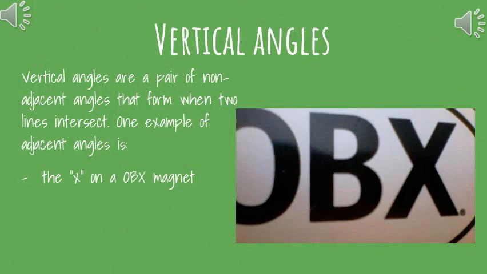Vertical angles are a pair of non-adjacent angles that form when two lines intersect. One example of vertical angles is the X on a OPX magnet. Go to the next slide.